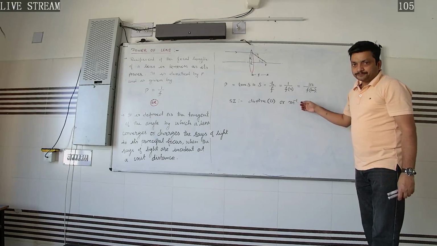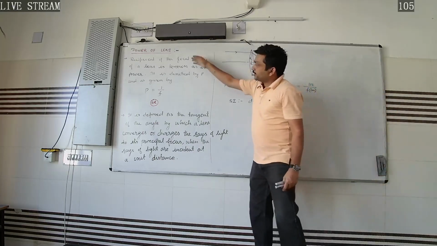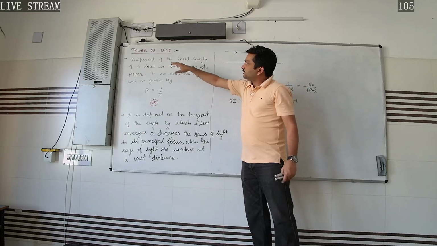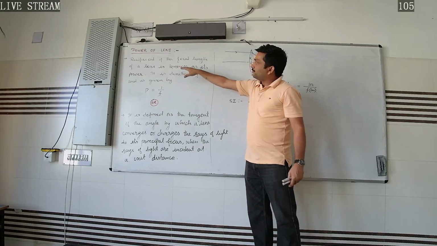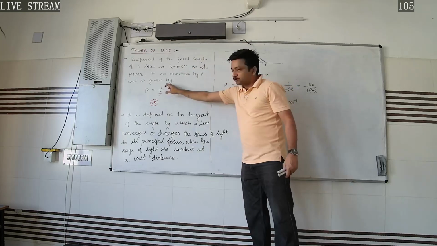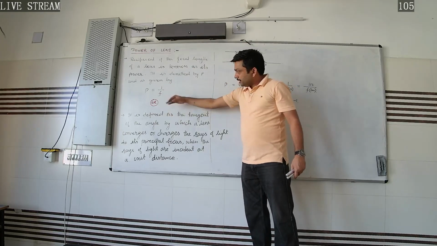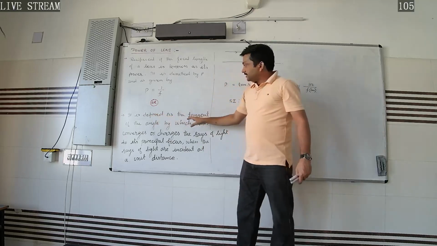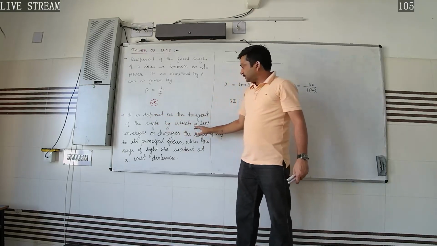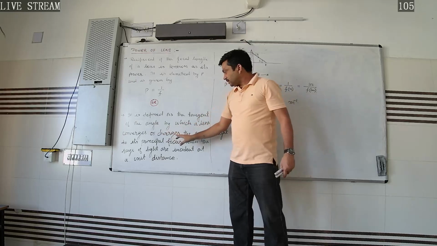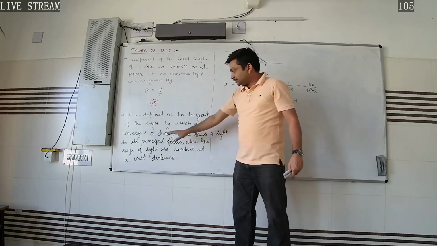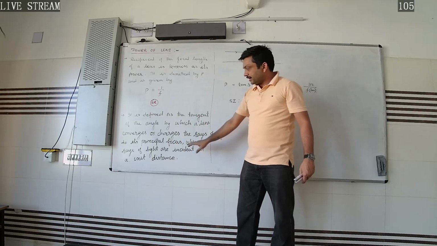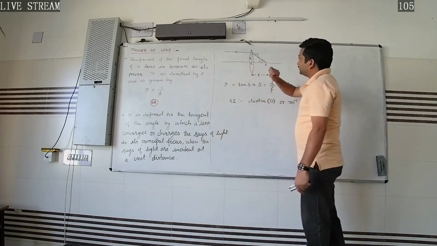Here it is clear to you. Once again repeating, you can define it in either way. Power of lens is defined as the reciprocal of the focal length of a lens, that is P is equal to 1 by f, or as per the 12th class definition, it is defined as the tangent of the angle by which a lens converges or diverges the rays of light to its principal focus when the rays of light are incident at a unit distance on it.